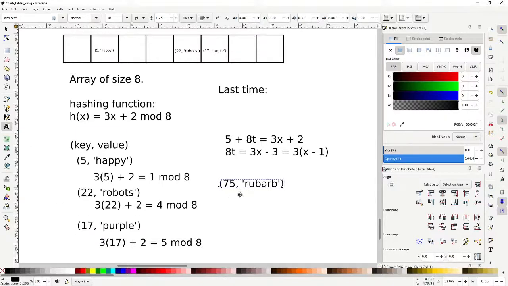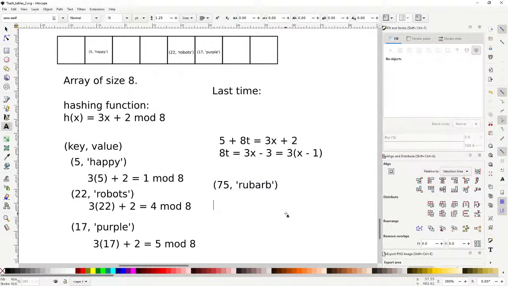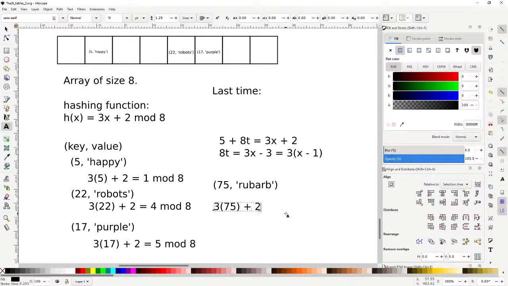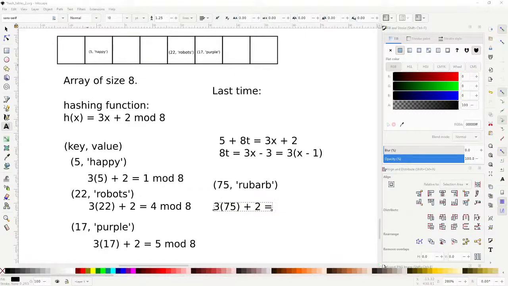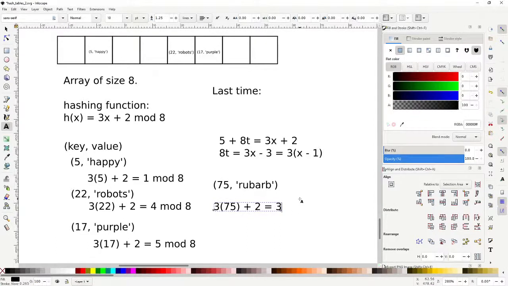Okay, so here's what we do. So then what you'll end up doing is you'll say 3 times 75 plus 2 is equal to what? So 3 times 75 is 225, isn't that right? Yep, plus 2 is 227. Mod 8, I'm not brave enough to do that, is equal to 3. Wonderful. So somehow I made a mistake here. Interesting. How did I make a mistake?